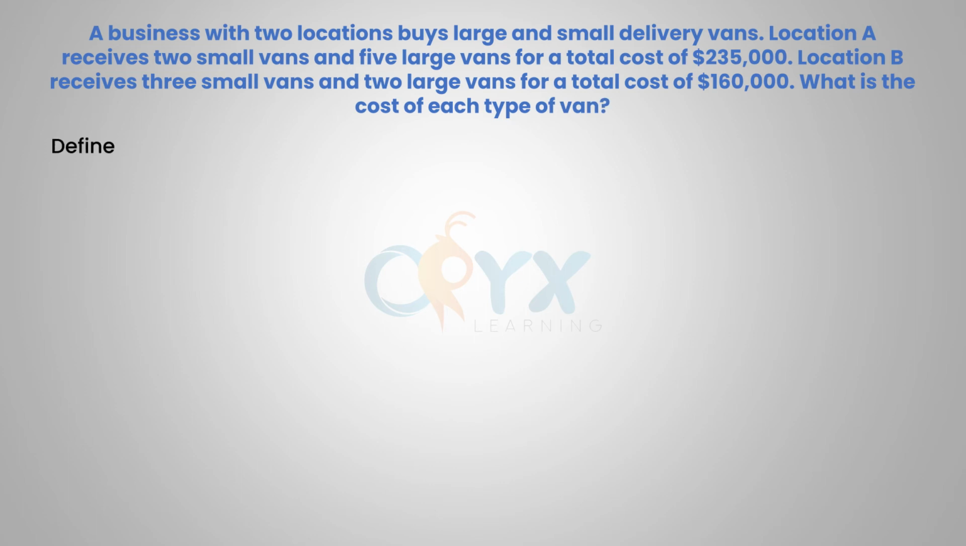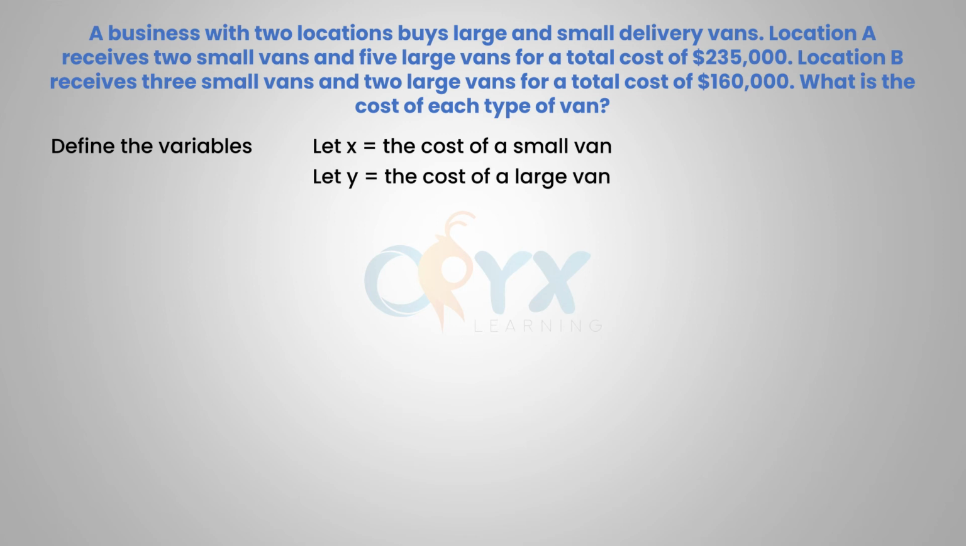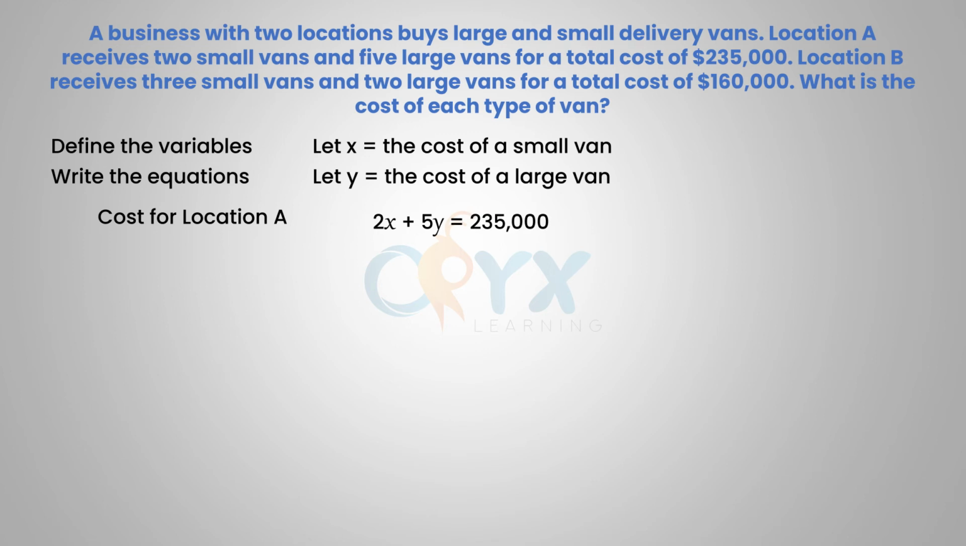So first, we'll define the variables. Let x equal the cost of a small van, and let y equal the cost of a large van. We need to write the equations. So the cost for location A would be 2x plus 5y equals 235,000. And the cost for location B is 3x plus 2y equals 160,000.